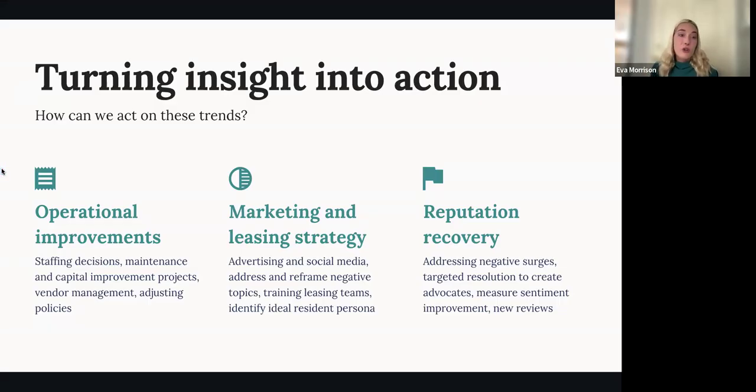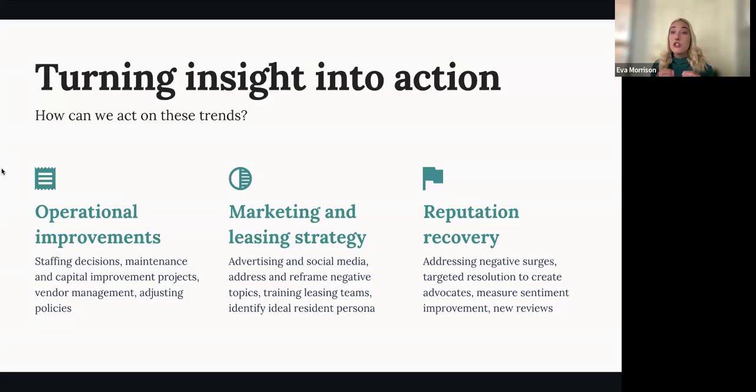So making those operational improvements, things like staffing decisions, maintenance and capital improvements, even managing vendors, seeing which contracts are justified with really positive sentiment. If people are saying really great things about the landscaping at these properties, that's maybe a way to justify those landscaping contracts at those communities, and adjusting those policies across the board and measuring the impact of that.